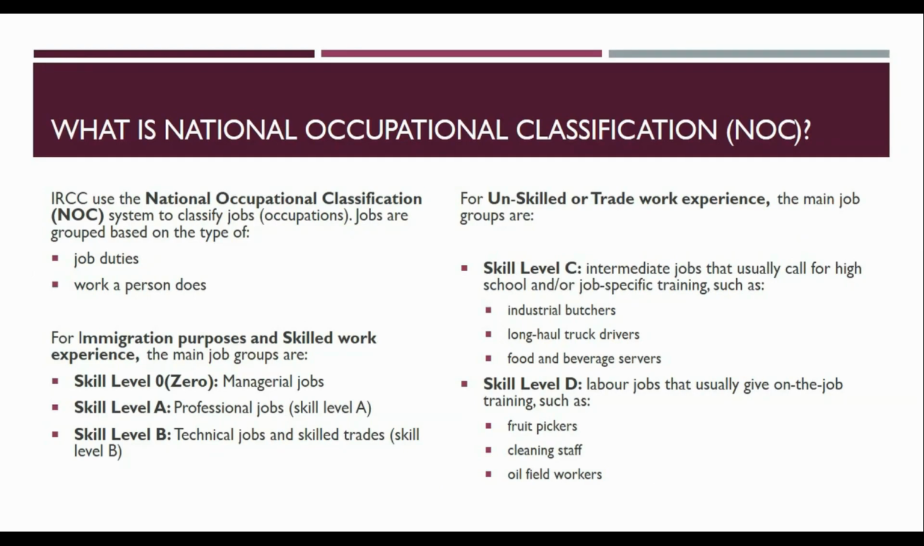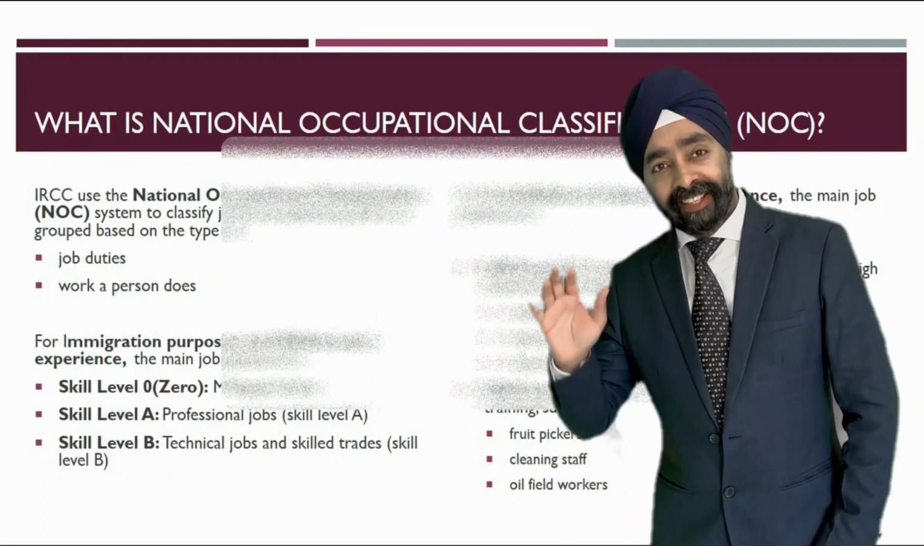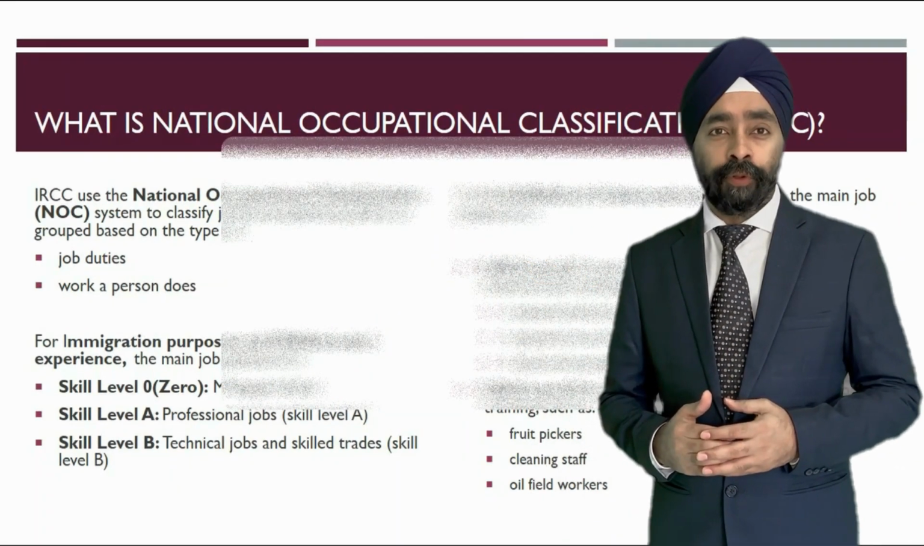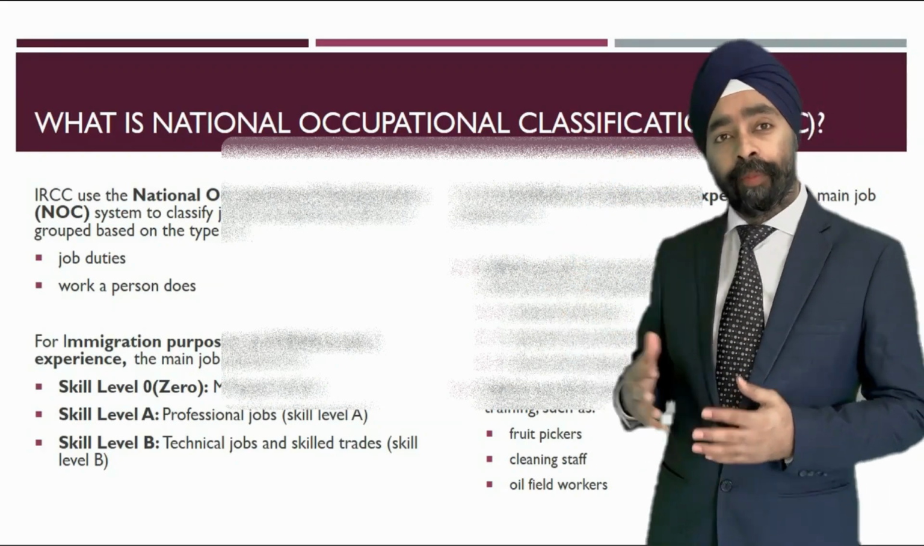IRCC uses this system to check whether you are coming under the skilled worker or the unskilled worker category. If you are planning for the federal skilled worker program, you can only select the job codes that are coming under O.